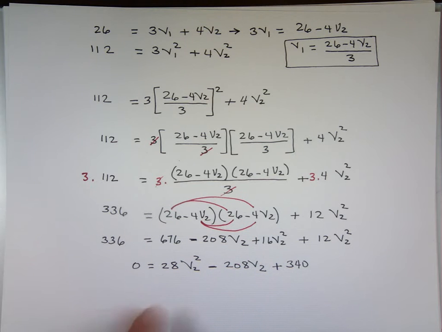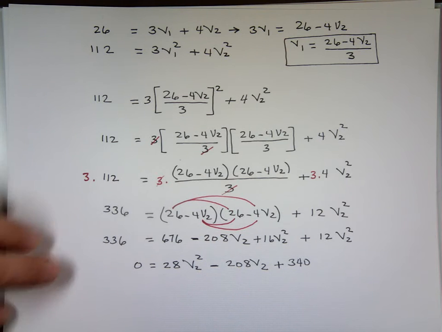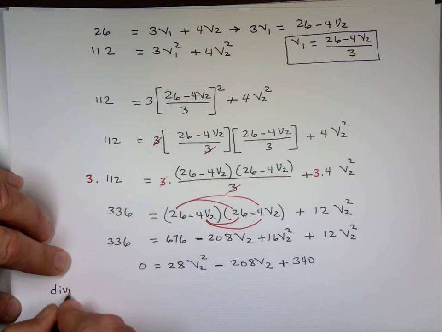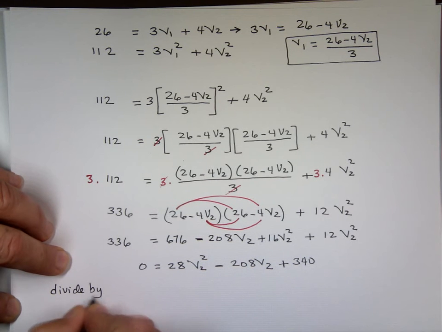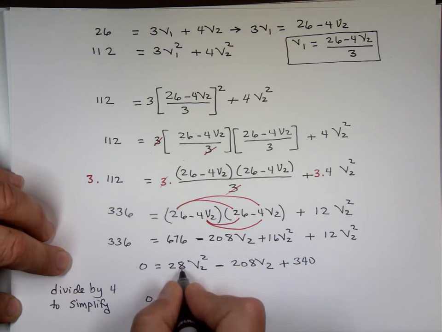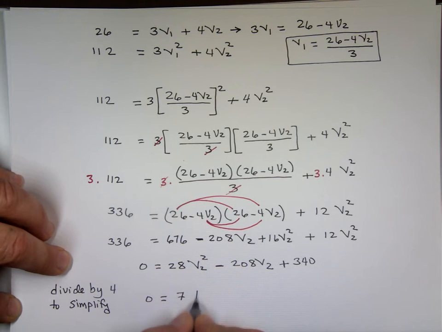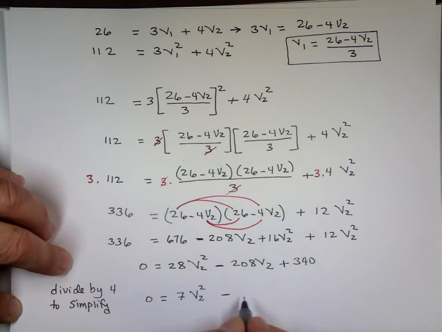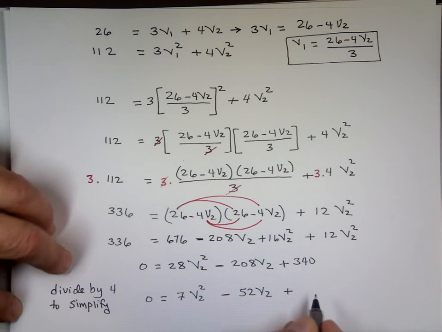I think I can divide each number by 4 to shrink it. So divide by 4 to simplify. I want my numbers small. I don't want to use big numbers. 0 divided by 4 is 0. 28 divided by 4 is what? 7. 208 divided by 4. Is that 52? Yeah. 340 divided by 4. Is that 85?